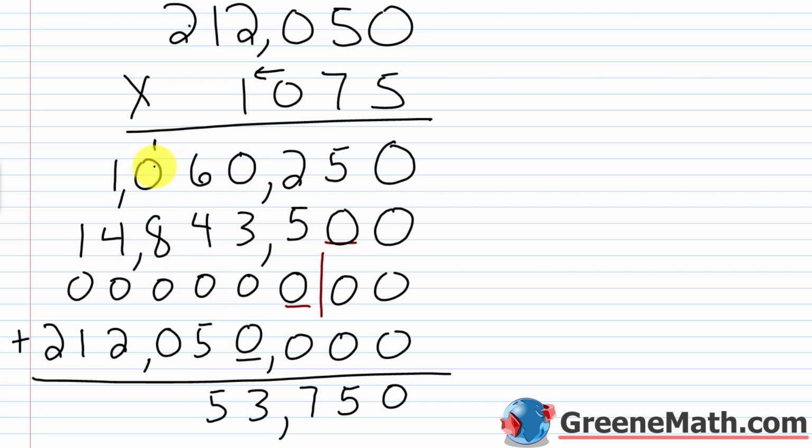Now we have 1 plus 0, which is 1, plus 8, which is 9, plus 0 plus 0, which is still 9. Then I have 1 plus 4, which is 5, plus 0, which is still 5, plus 2, which is 7. Then I have 1 plus 0, which is 1, plus 1, which is 2, and then I can just bring this 2 down, and I end up with 227,953,750.